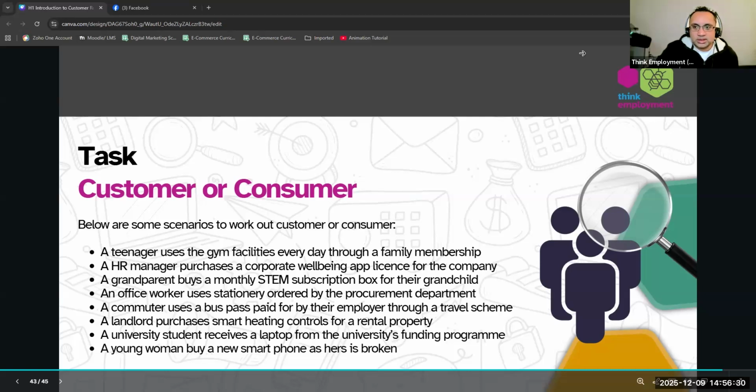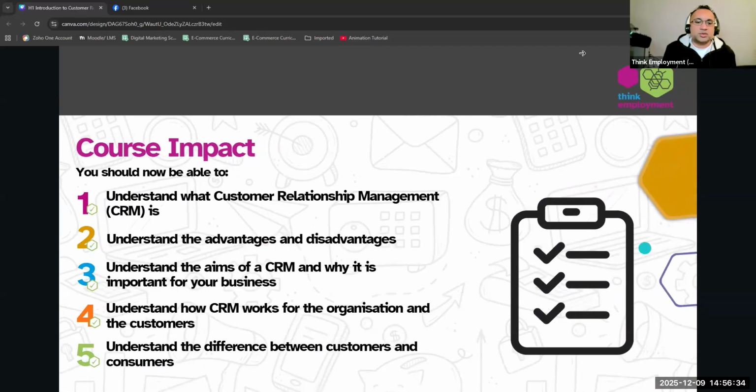If we go to the course intent, understand what customer relationship management or CRM is. We all understand that now. We know how powerful it is. There's different types. We looked at different types. Understand the advantages and disadvantages. We looked at that. A lot of you commented in the chat. Definitely understand that. Understand the aims of a CRM and why it is important for your business, whether it's sales, marketing, and so on. We looked at that.